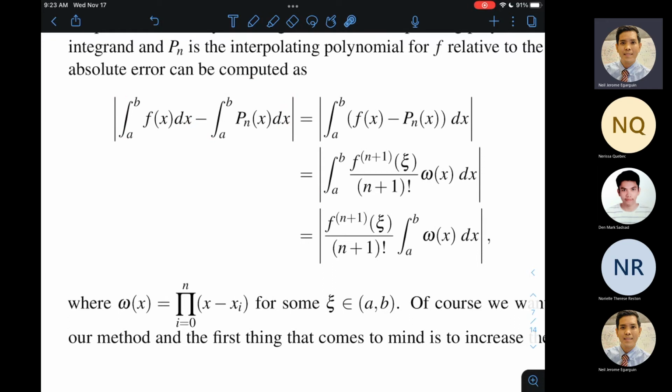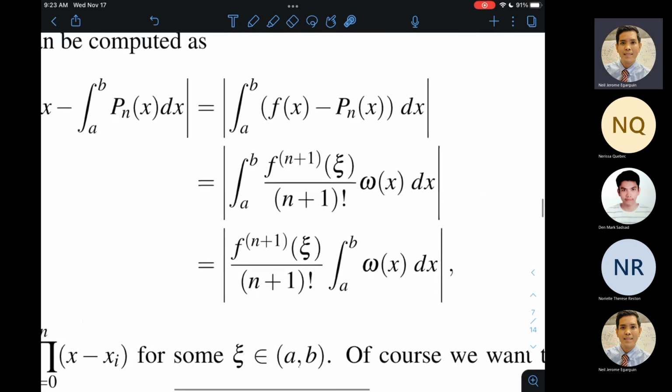Okay? Now, I'll use the linearity of the integral. Meron akong integral ng difference. I am taking the difference of integrals. I can take the integral of the difference instead. Okay? And then, alam ko tong f of x minus p sub n. Ito lang yung error dun sa interpolation. Okay? Alam na natin yung error term sa interpolation.